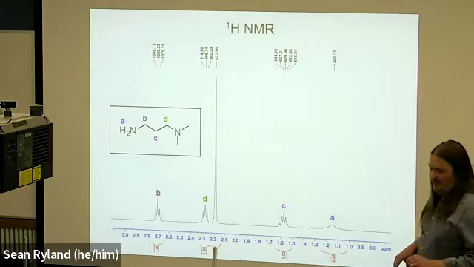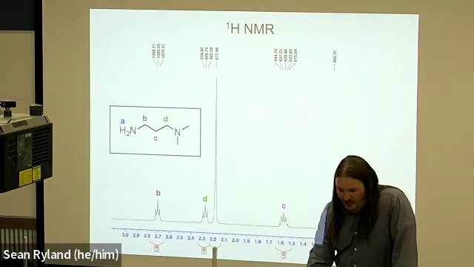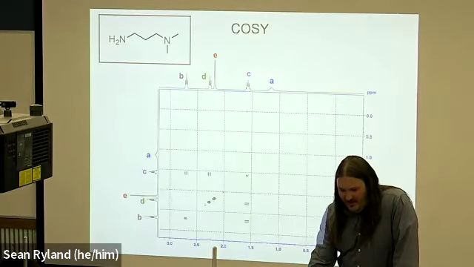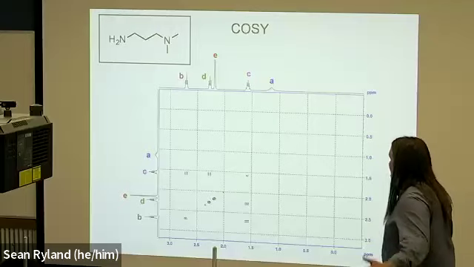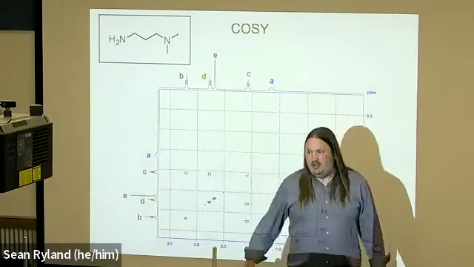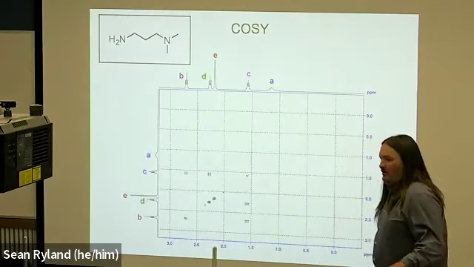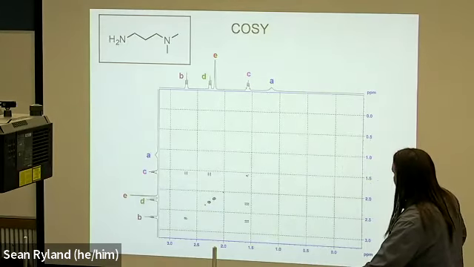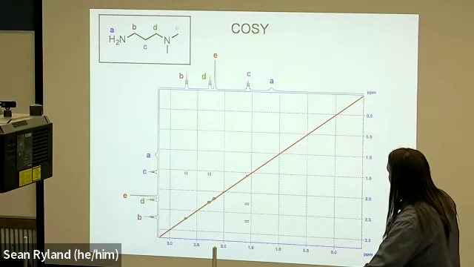But just so you've seen the coupling constant, it's a little bit outdated now that we have COSY, because you don't really need that when you can get this. That's a smoking gun. You don't have to measure the distance as much anymore.